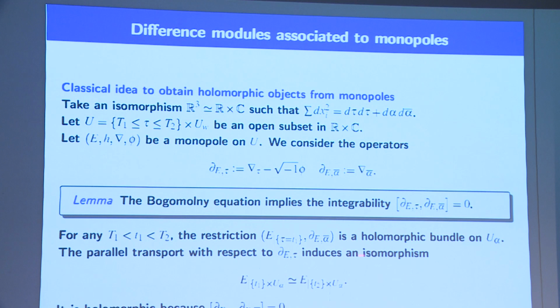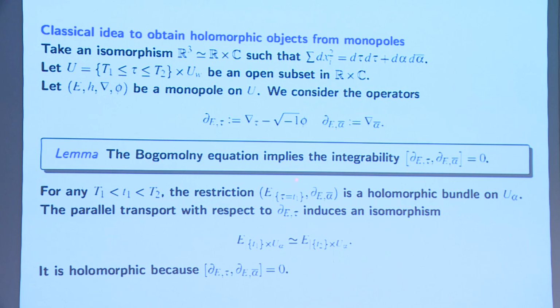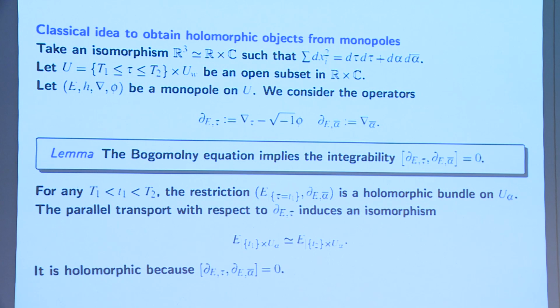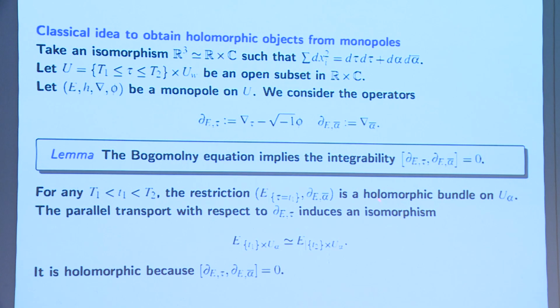So for any small t1 contained in this interval, the restriction of the vector bundle to tau equal t1 with del E alpha bar is a holomorphic bundle on U alpha. And the parallel transport with respect to del E tau induces an isomorphism of the bundles. But because of this commutativity, this isomorphism is holomorphic. So in this way, we can obtain an essentially unique holomorphic vector bundle from monopoles.